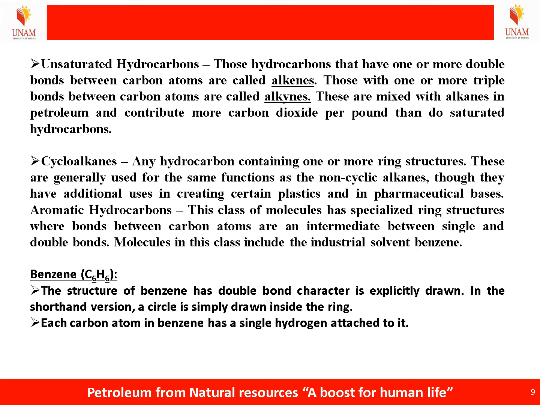Molecules in this class include the industrial solvent benzene, for example. Benzene is a ring structure, as you know already, with the formula C6H6. The structure of benzene has a double bond character explicitly drawn. In the shorthand version, a circle is simply drawn inside the ring. Each carbon in benzene has a single hydrogen attached to it.